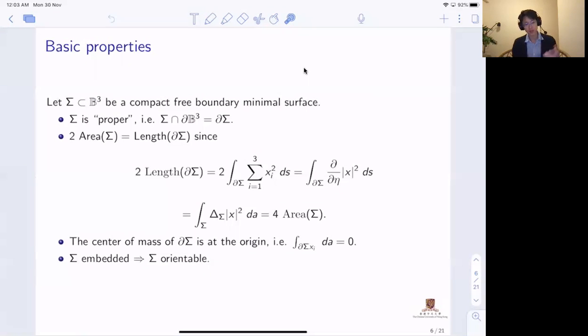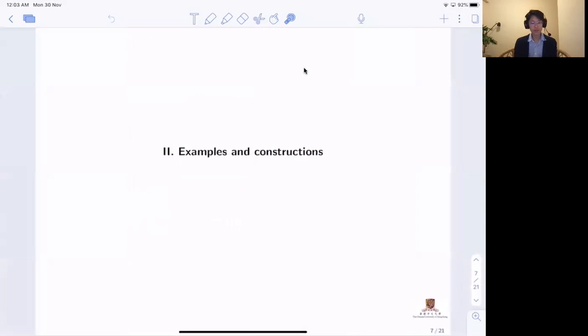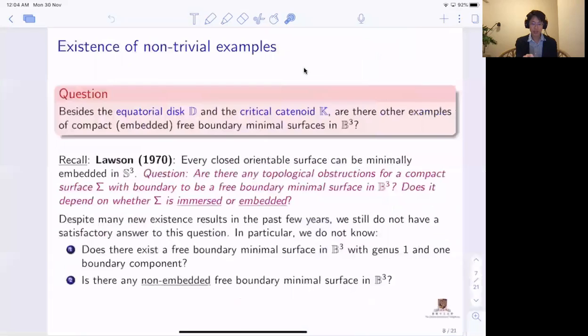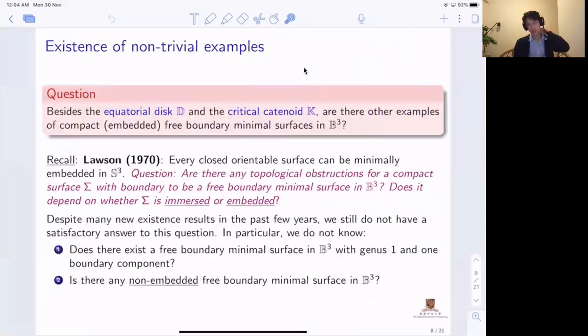Finally, because the ball is simply connected, so any embedded hypersurface inside is automatically orientable. Right? So this is similar to the case for minimal surfaces in the ball, in the sphere. So what are some examples and how do we construct them? So it turns out that it is even harder to construct examples compared to the case for the sphere. Right? So we are interested in asking, other than the equatorial disk and the critical catenoid that we have just talked about, can we find other examples? Okay. Of course, we are looking at compact examples, maybe embedded, maybe immersed.